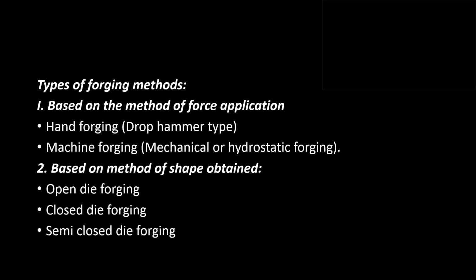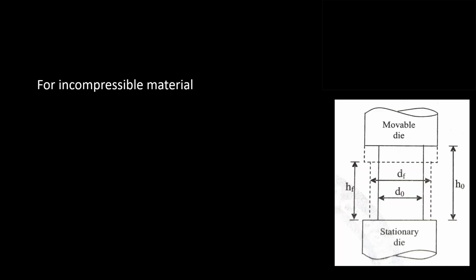One is machine forging and the other is hand forging. Machine forging and hand forging. As you can see, this is a movable die and this is a stationary die, so it is actually open die forging, because as you can see, there is no kind of closed die used, right?